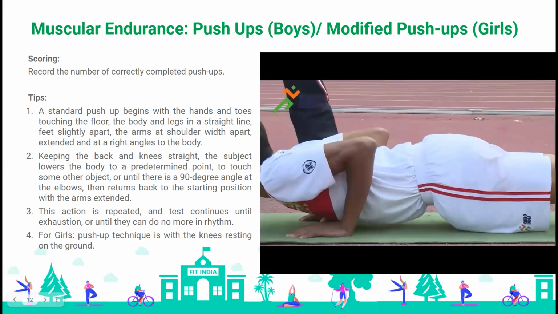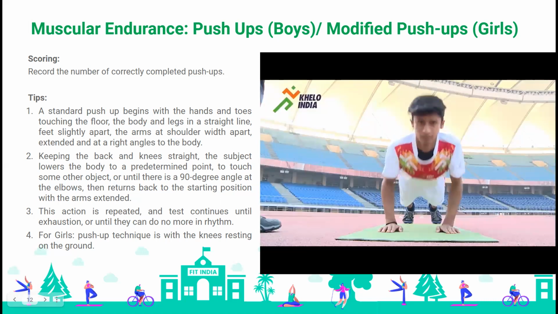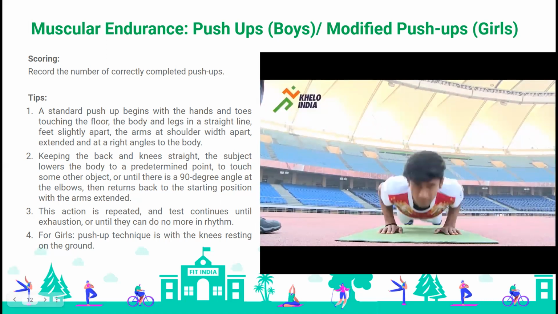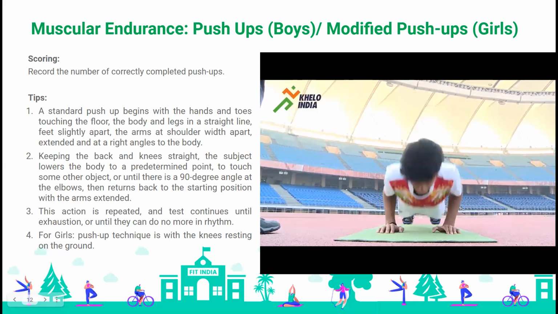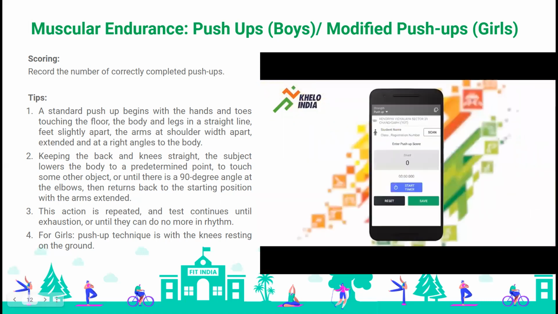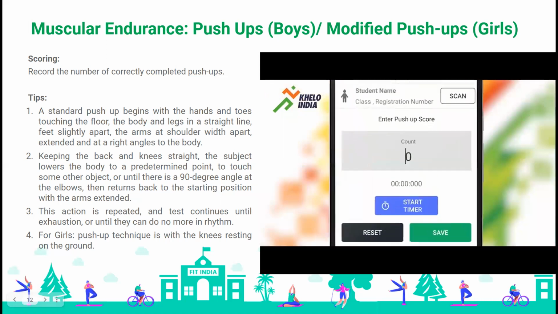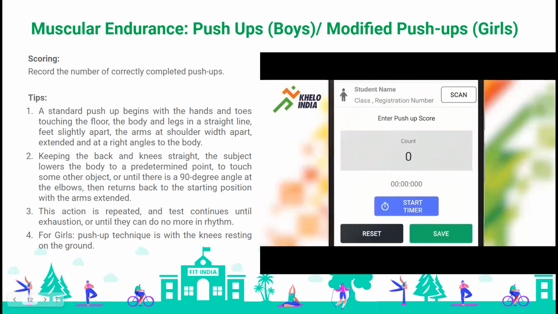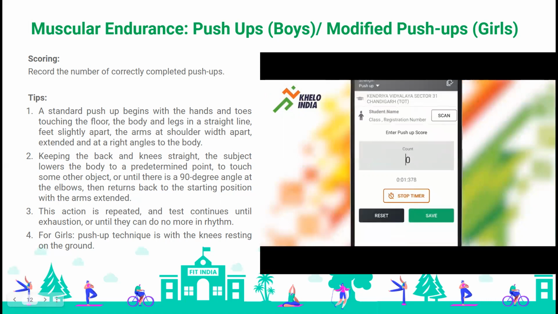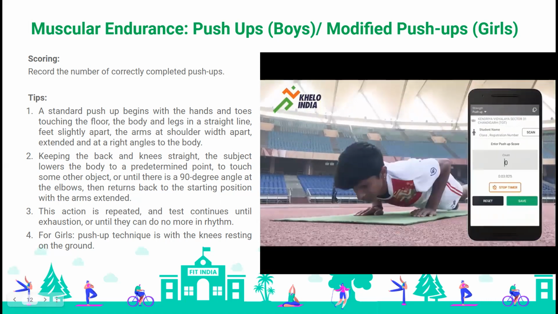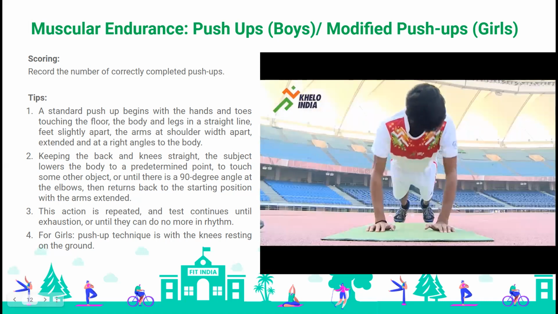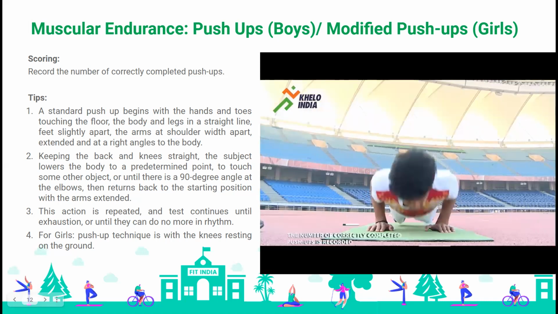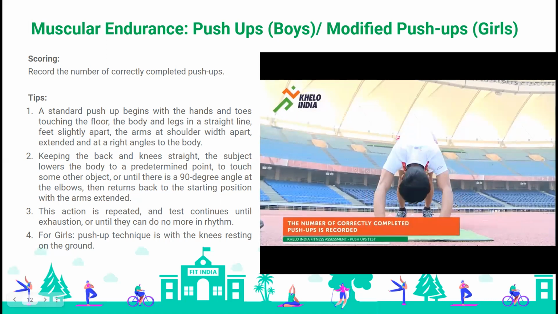Keeping the back and knees straight, the subject lowers the body to a predetermined point to touch some other object or until there is a 90-degree angle at the elbows. Then returns back to the starting position with the arms extended. When the participant is ready, the start timer option is tapped on the screen and the participant starts the push-ups. The action is repeated and the test continues until exhaustion or until they can do no more in rhythm. The number of correctly completed push-ups is recorded.